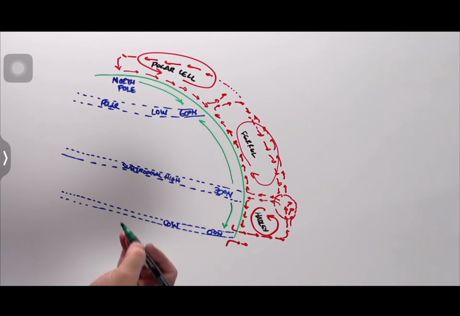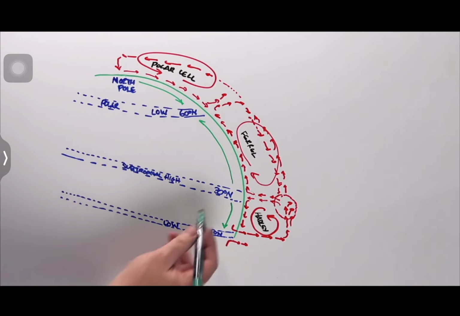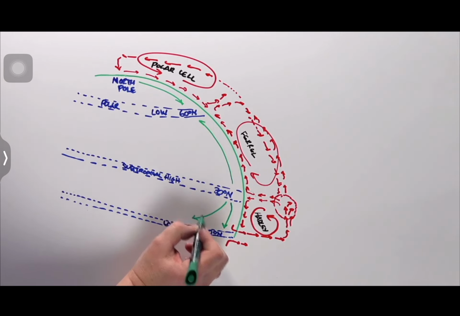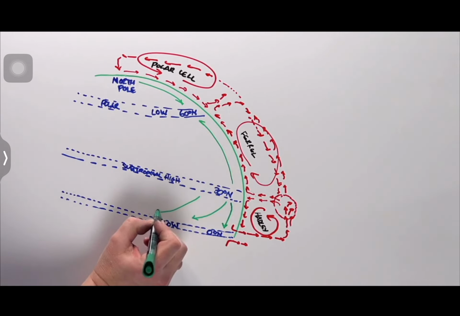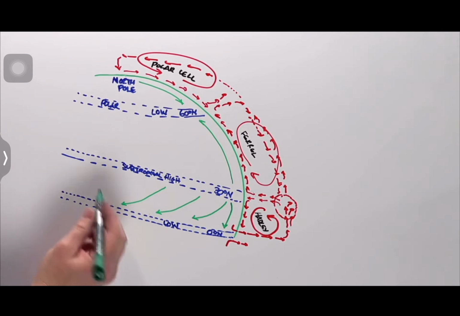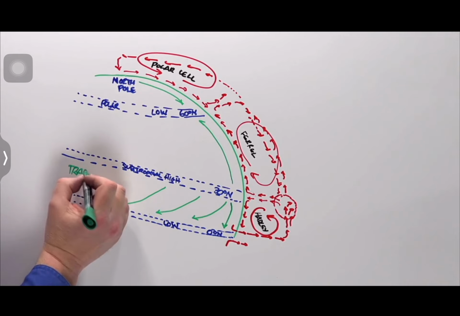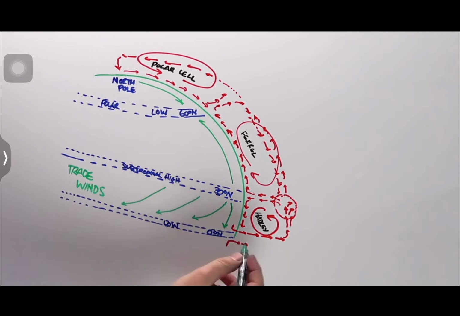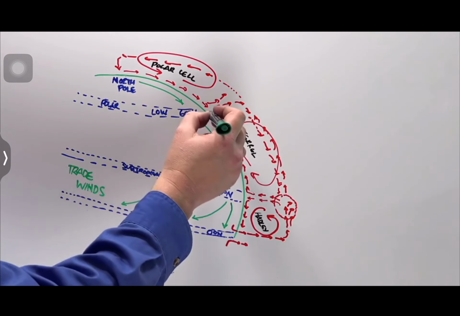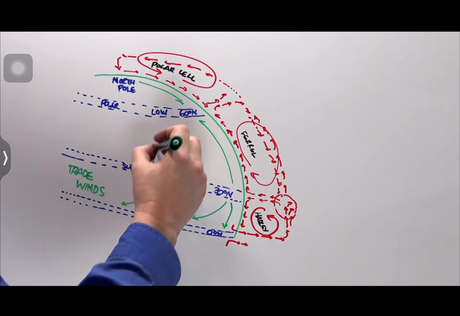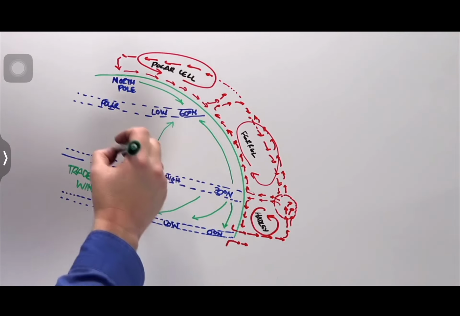But remember, the Coriolis force has an effect on these winds, and it forces them to the right. So in this case, we would have the winds going from 30 degrees north back towards the equator, kind of like that. We call these the trade winds. Meanwhile, of course, the air moving from the subtropical high towards the pole gets deflected like that.